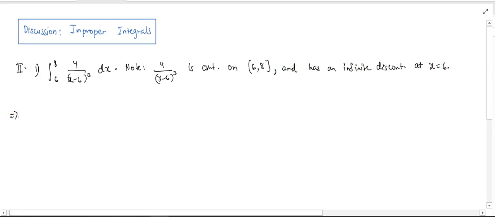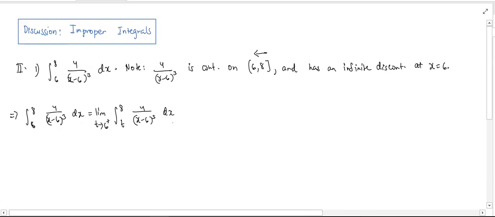Okay, so if those hold, what do we have? We have the integral from 6 to 8 of 4 over (x minus 6) cubed dx. This is given by, this time we replace the limit of integration kung saan mayroong discontinuity with the variable, say t, and then we take the limit of the integral as t goes to 6 mula sa kanan. So as t goes to 6 from the right.